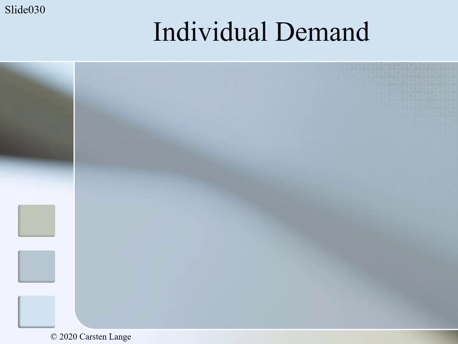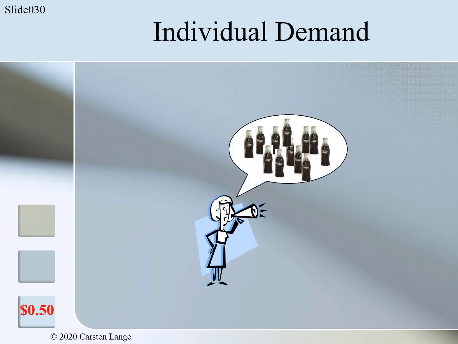To distinguish between individual demand and market demand, we will first review individual demand. We again use our example for Coca-Cola. We start with a price of 50 cents. You can see the price on the left-hand panel of the slides. When the price is 50 cents, the individual demands 12 bottles of Coke.